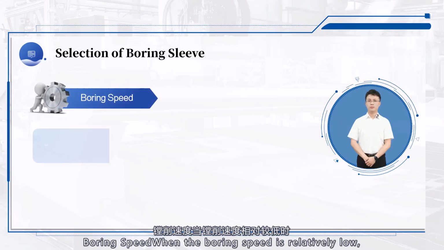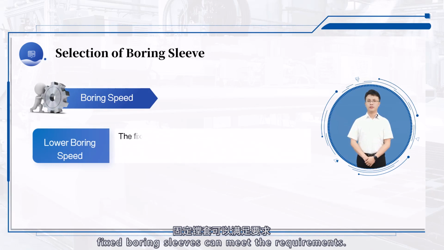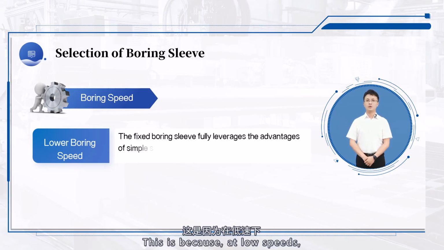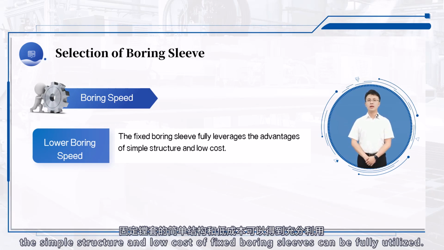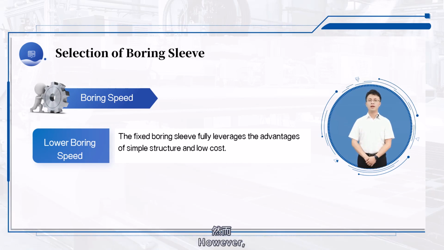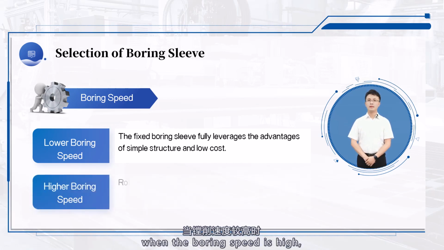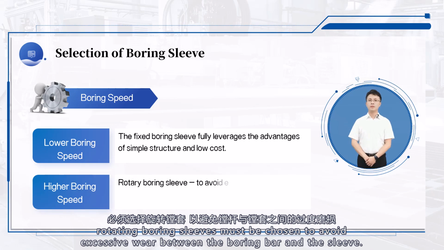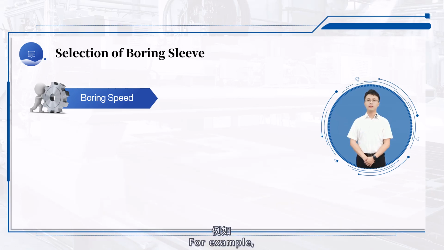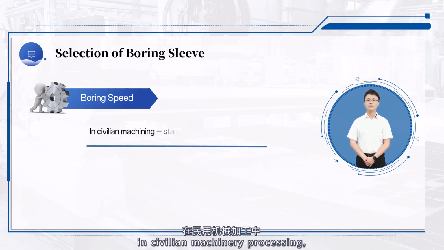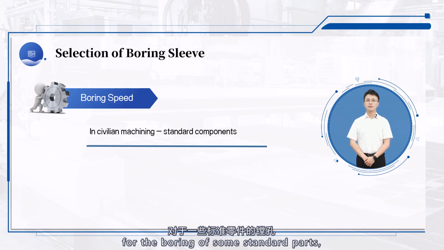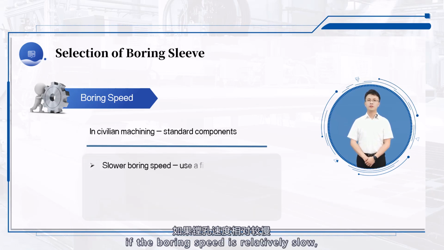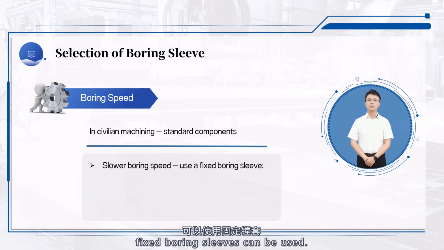Boring speed. When the boring speed is relatively low, fixed boring sleeves can meet the requirements. This is because, at low speeds, the simple structure and low cost of fixed boring sleeves can be fully utilized. However, when the boring speed is high, rotating boring sleeves must be chosen to avoid excessive wear between the boring bar and the sleeve. For example, in civilian machinery processing, for the boring of some standard parts, if the boring speed is relatively slow, fixed boring sleeves can be used.